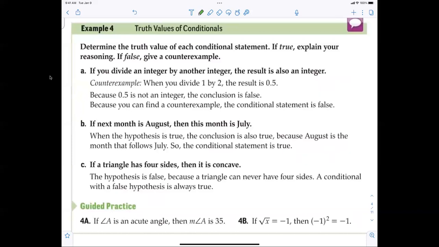Yes, some of you are not listening to me. You're going to bomb the test. I guarantee it. If the hypothesis is false, the conditional is true. I know it doesn't make sense.